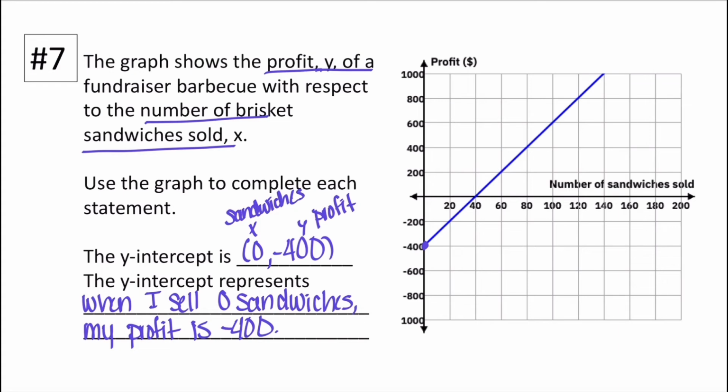And I would have negative 400 because think about it, you can't just make sandwiches, right? You have to buy the bread and you have to buy the brisket and all of that. So that's why it starts off at negative 400 because you're starting off at a loss and then you're going to move up as you sell more and more sandwiches. So that's what this y-intercept is telling you.